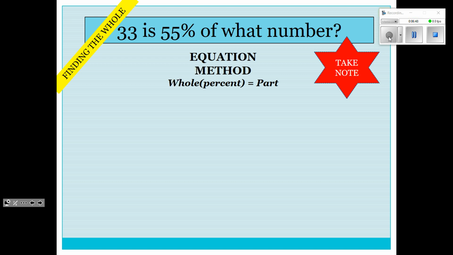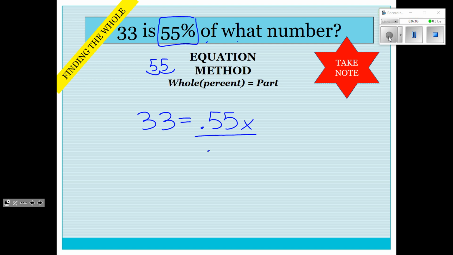Okay, 33 is or equals 55%. Again, we have a percent, so we convert it to a decimal by moving the decimal over 2 places. So 55 hundredths times what number? Which means x, the unknown number. So now we divide both sides by 55 hundredths. Calculator, 33 divided by 55 hundredths, and it equals 60.